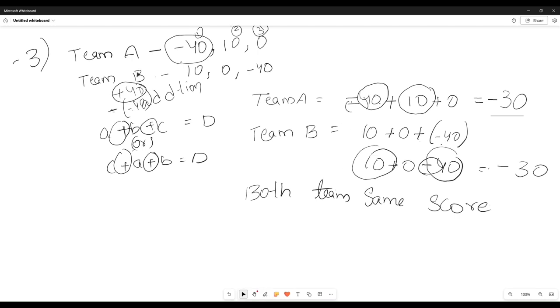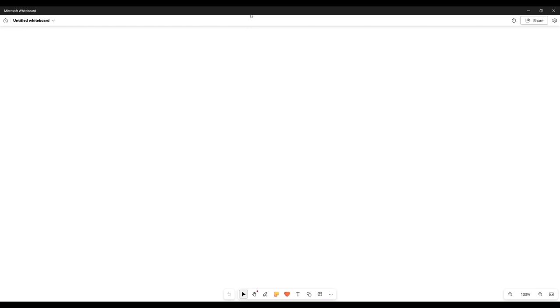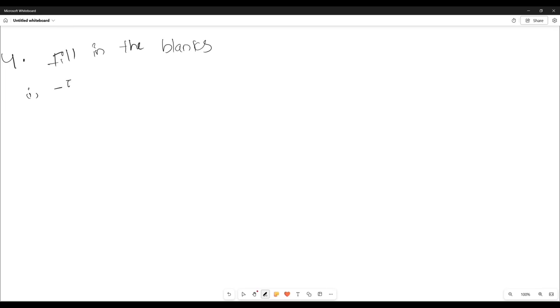This is the third sum. Let's go to the fourth sum in exercise 1. In the fourth sum, we have 5 sums. The fourth Roman is fill in the blanks to make the following statement true. So, they have given some statements. We have to fill those blanks to make the statement true.